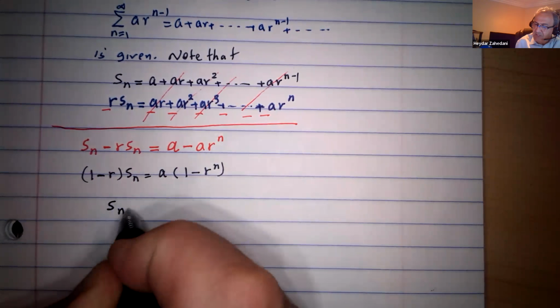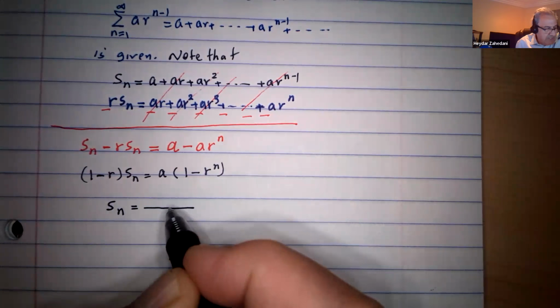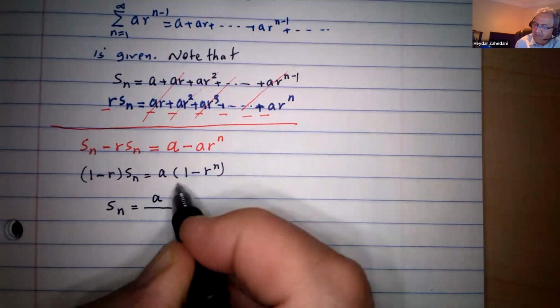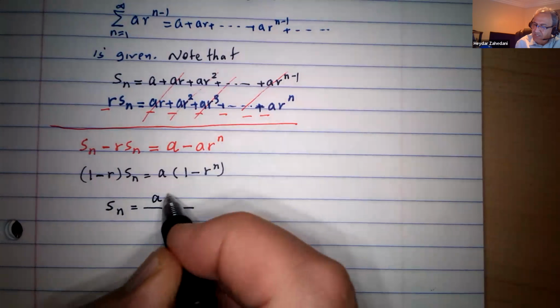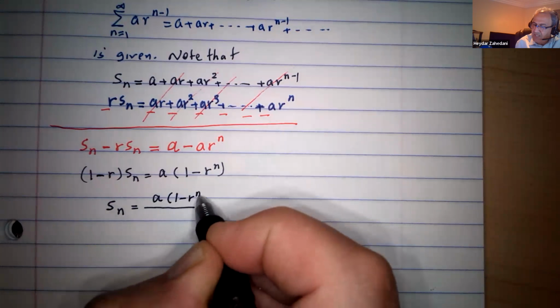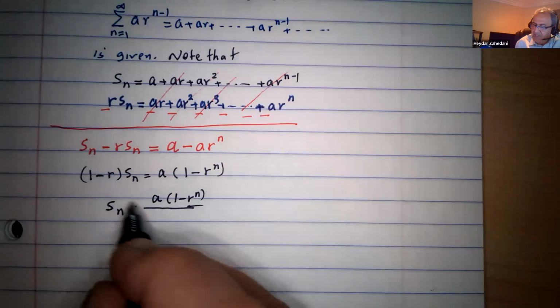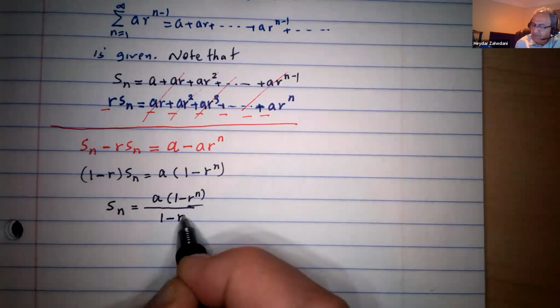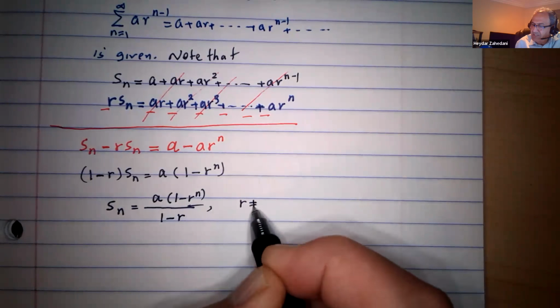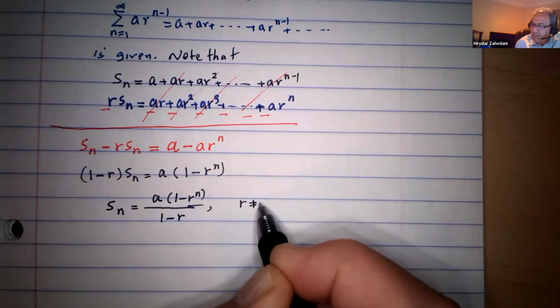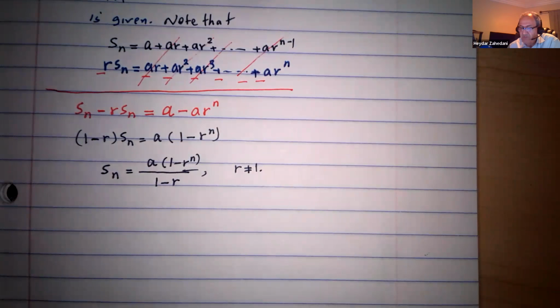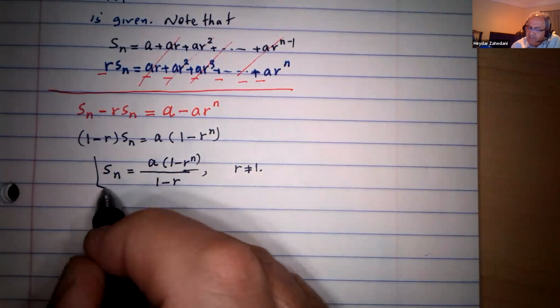So divide, so give me Sn equal to what? Is equal to A times 1 minus R to the N. Okay, and divide by what? Divide by 1 minus R. And I assume R is not equal to 1. I can take care of that one later. Because I divided by 1 minus R, you may say, oh, what will happen if R is equal to 1? So I assume R is not equal to 1. Okay, so this is going to be the Sn.